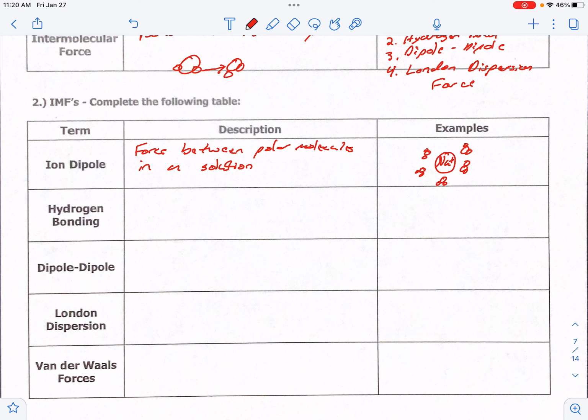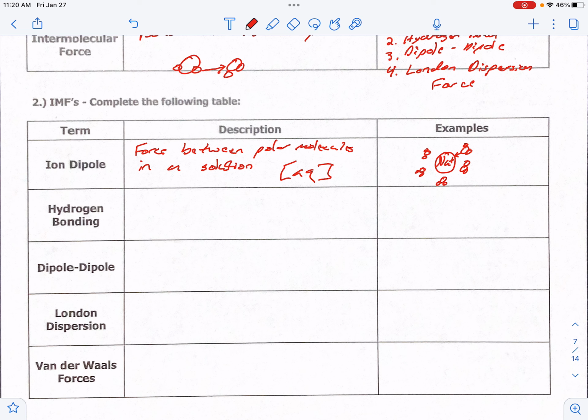What happens is basically these polar water molecules, where the oxygen is negative, are attracted to that sodium ion, because the sodium ion is positive. So whenever you see Lewis structures, if you ever see something like (aq) in brackets, that is telling you it's an ion-dipole IMF.